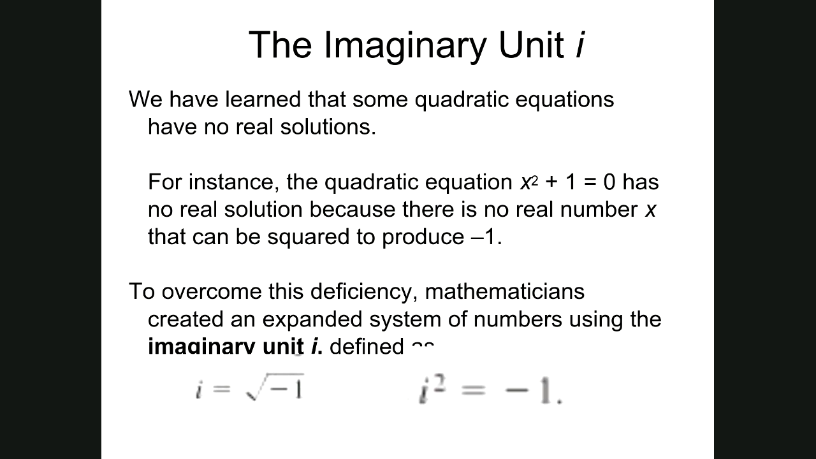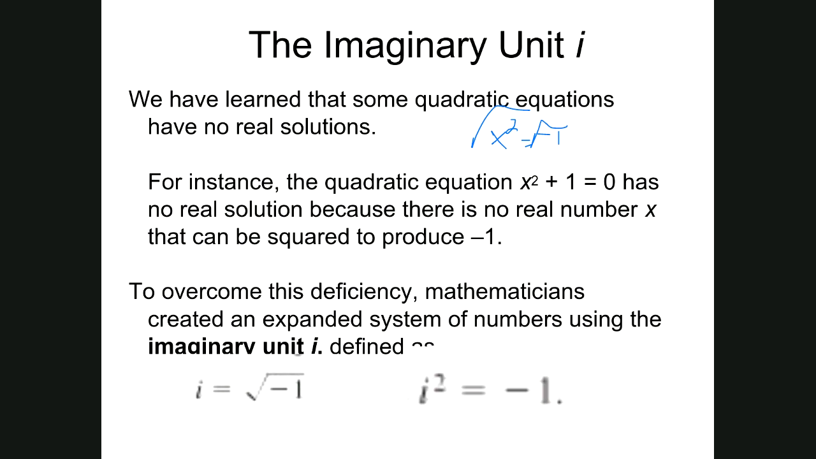It says the imaginary unit i. We've learned that some quadratic equations have no real solutions. For instance, the quadratic equation x squared plus 1 equals 0 has no real solution because there is no real number x that can be the answer to negative 1. So for example, if I wanted to solve this, usually I would go x squared is equal to negative 1, then you take the square root, and we were always told that if you have a square root of a negative number, you have no solution.